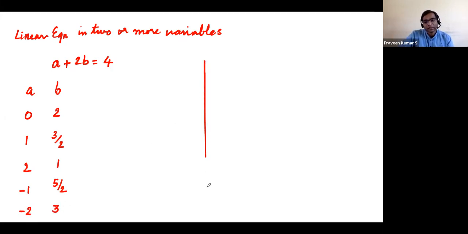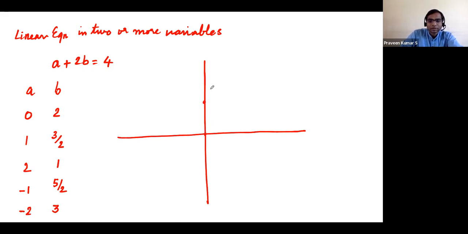So if you were to just plot these points along the graph sheet, let's say if a was 0, b was 2. So it was somewhere here. This is (0, 2). If a was 1, b was 3 by 2, so it will be somewhere here: (1, 3/2). And if a was 2, it would have come to 1. So this is (2, 1).